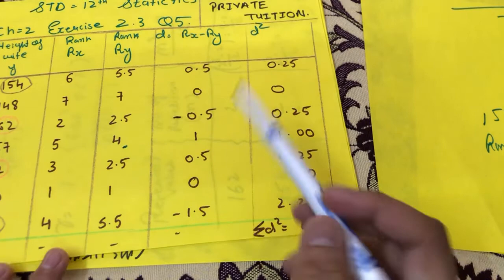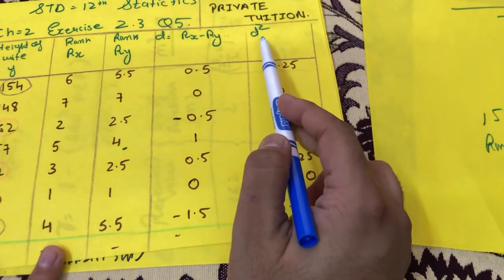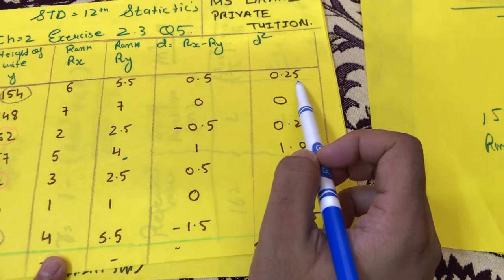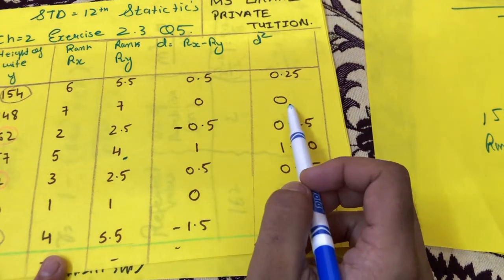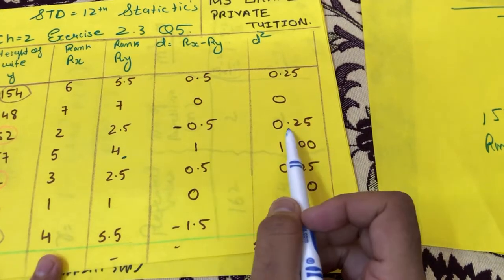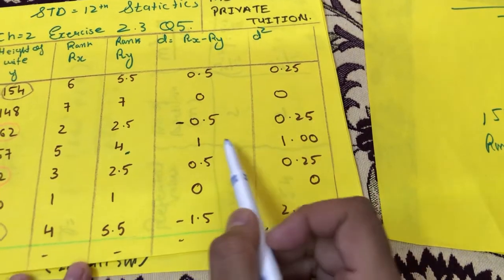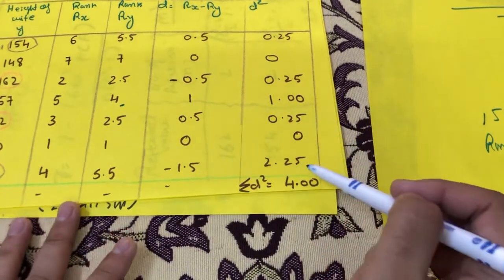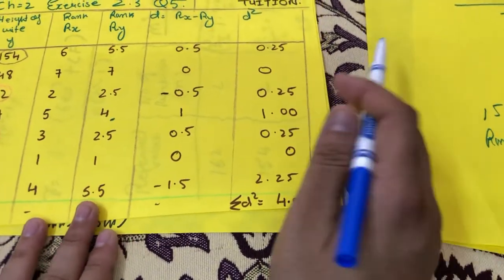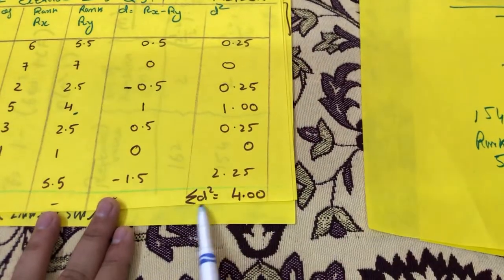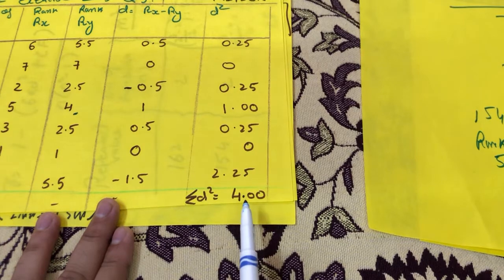Okay. Now from the D column we will prepare D square. Means 0.5 square will be 0.25. 0 square will be 0. Negative 0.5 square will be positive 0.25. 1 square will remain 1. In the same way we calculate the remaining numbers. So now we have to total the last column, that is, summation D square will be 4.